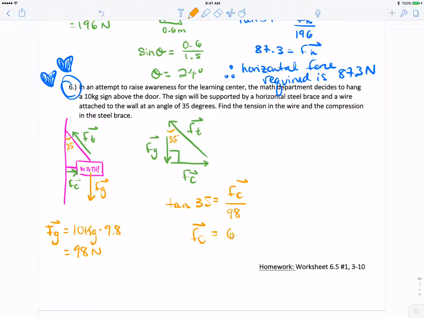You'll still get marks though. 68.6 newtons. And then I do the same thing to find my tension. I encourage you to use F of G instead of F of C in case you've made a mistake. So adjacent to hypotenuse, cosine. Adjacent is 98 over F of T, divided by the cos of 35. 119.6 newtons.